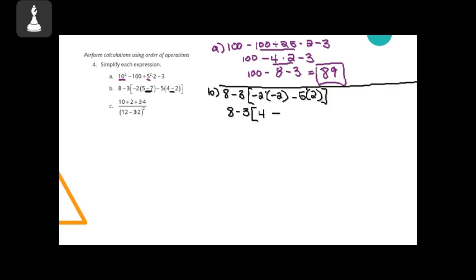Now, I'm still not done with these brackets. These brackets are the same as parentheses, so I'm going to keep working here with that. 4 minus 10 is negative 6. So I now have 8 minus 3 times the quantity negative 6. So now I'm going to do my multiplication piece here. So with this multiplication piece, I have negative 3 times negative 6, which is going to give me positive 18. So this becomes 8 plus 18 for a final answer of 26.